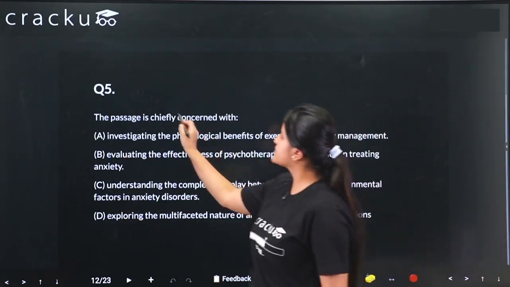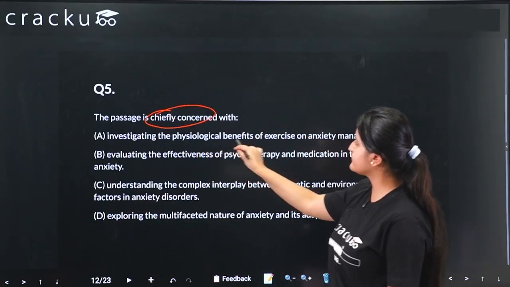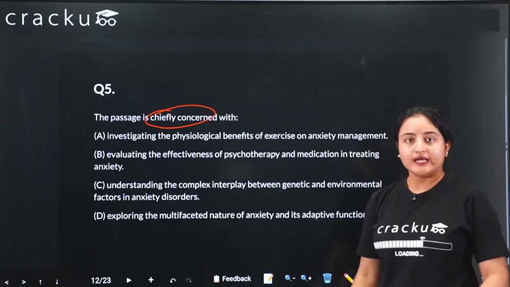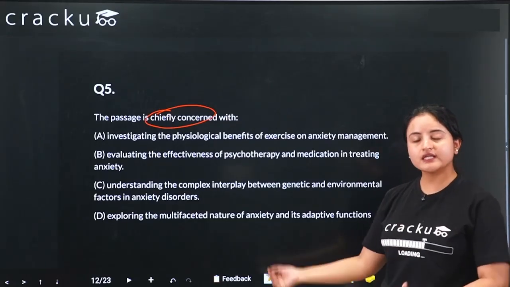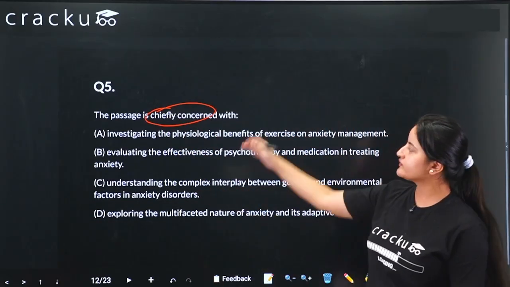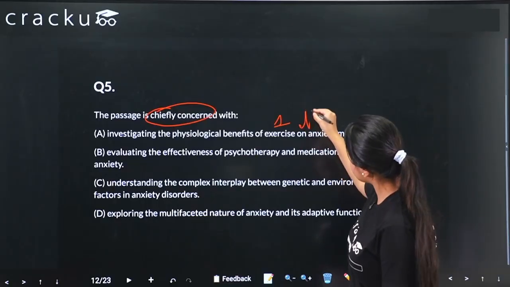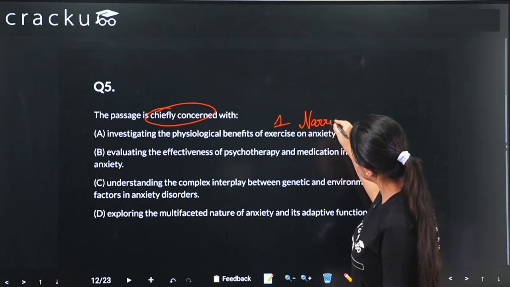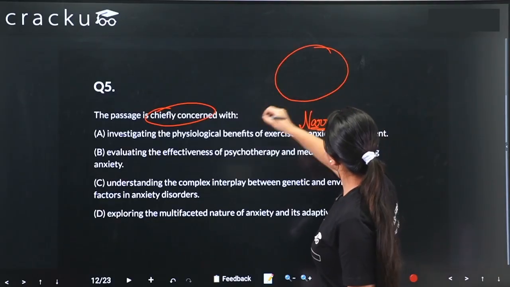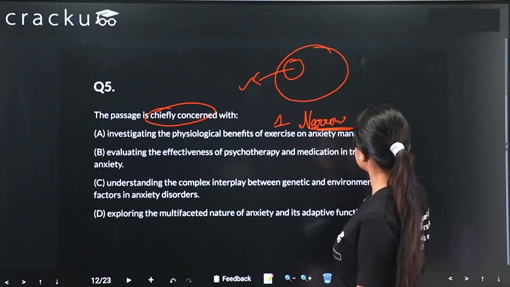Now the passage is chiefly concerned with what? Investigating the physiological benefits of exercise on anxiety management. It is investigating that there are benefits, but chiefly, is that the only concern? Out of 8 paragraphs, this was just one para. This is narrowing the scope. Like the scope is wide and you are picking one specific part and saying that this is the fact. So, wrong.